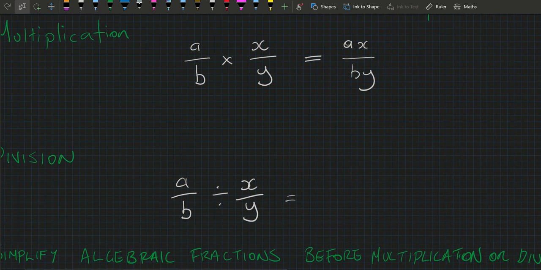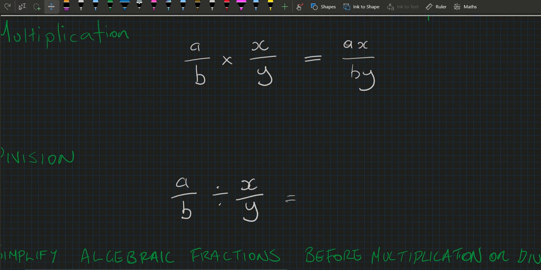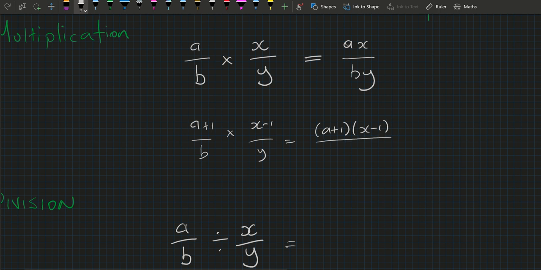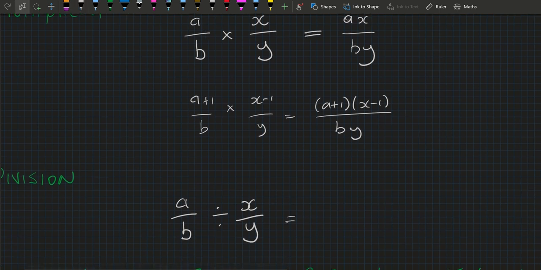The other one to remember is that for division, actually, I should add to that that if you get A plus 1 times X minus 1 on B and Y, then you would multiply A plus 1 and X minus 1 on BY, okay? So you multiply the whole expression. And if you're going to factorize, you have to do that otherwise. And the same thing goes for the denominators.